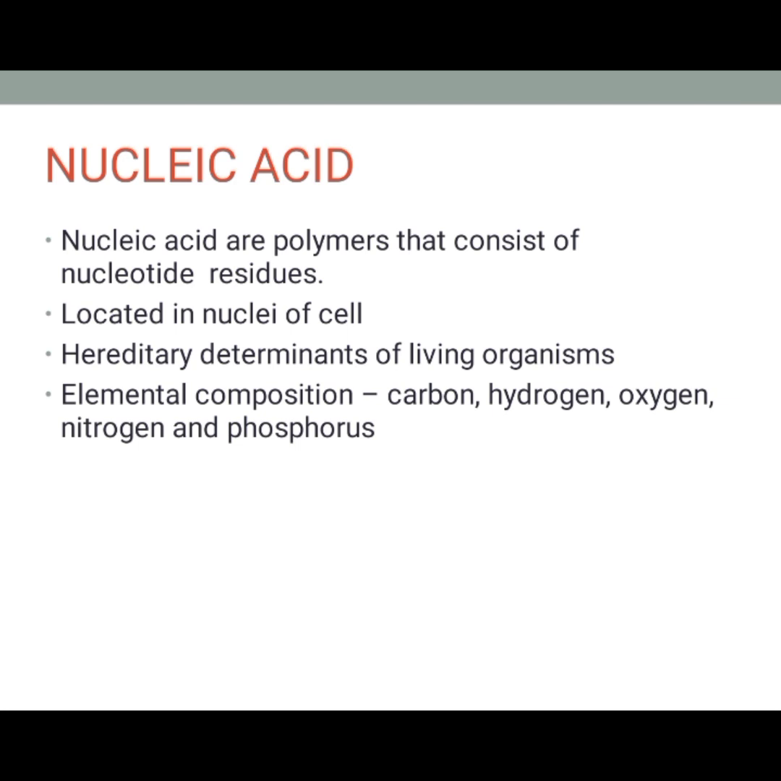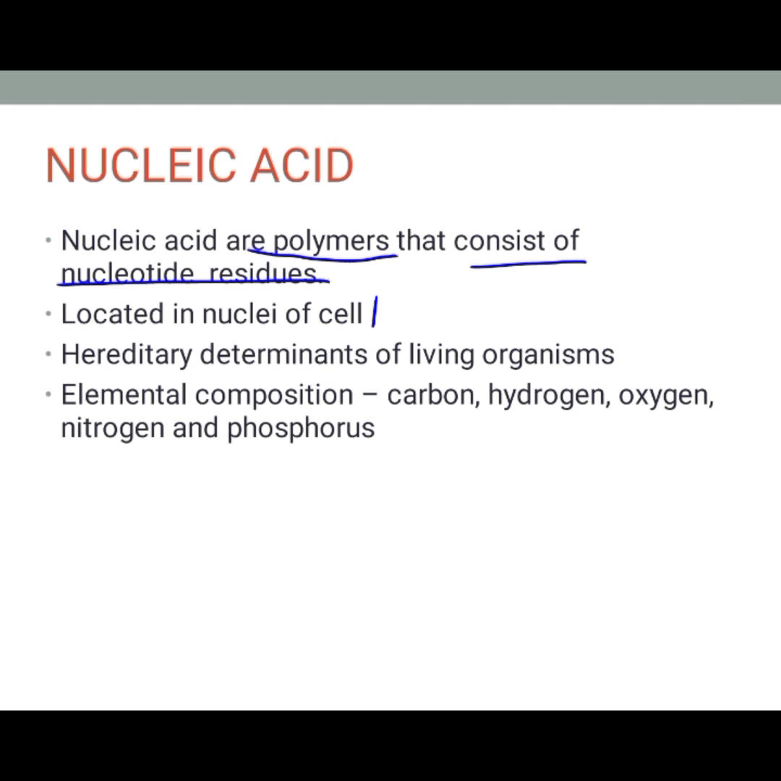It is a polymer, so it is made up of a lot of monomers and consists of nucleotide residues. So the monomer units are nucleotides. It is located in the nucleus of the cell. All our hereditary properties, the reasons we are similar to our parents in nature and other traits, are determined by this nucleic acid.